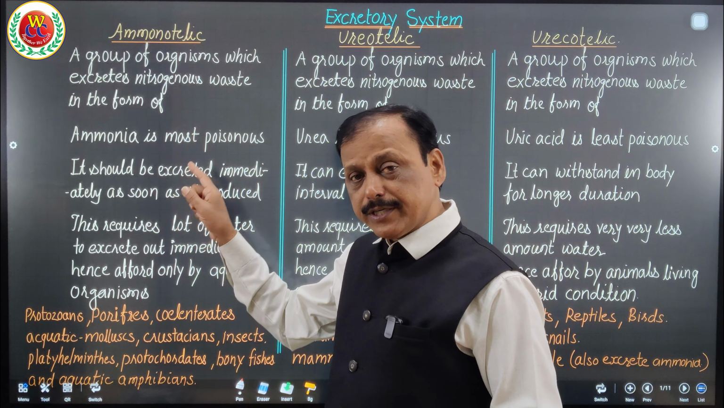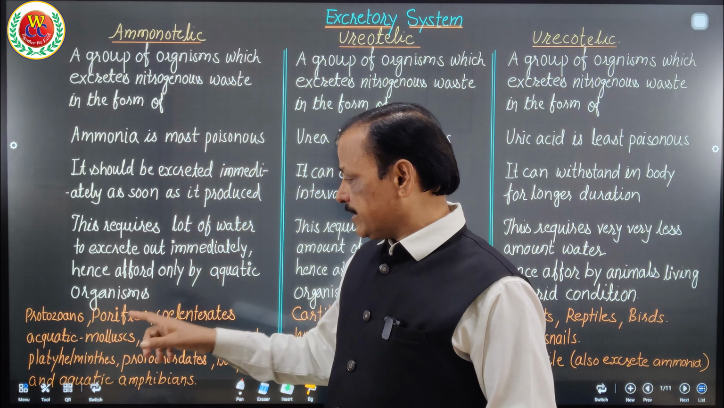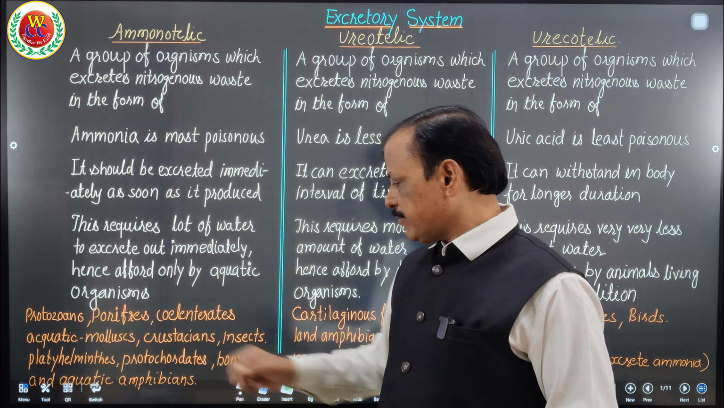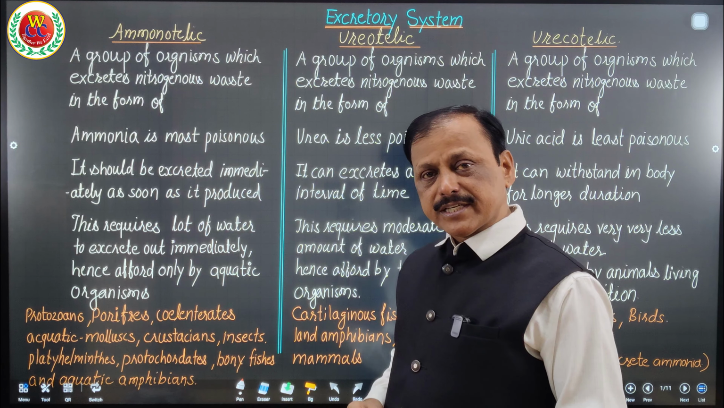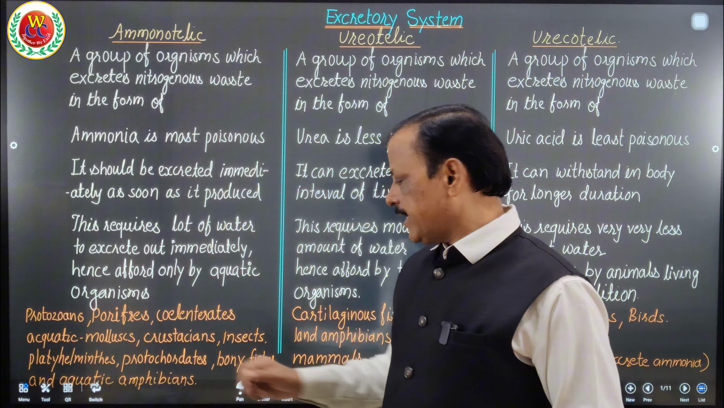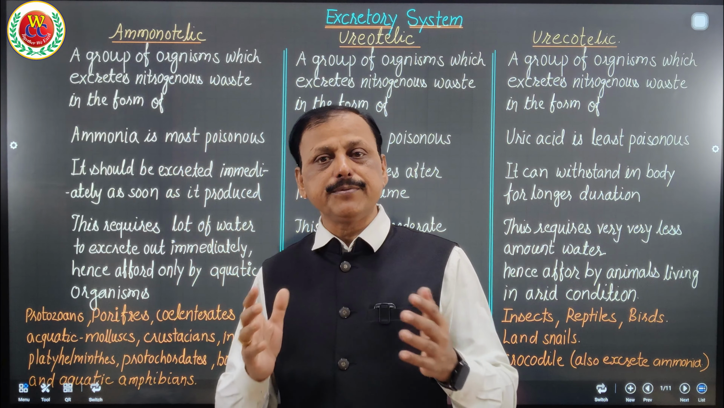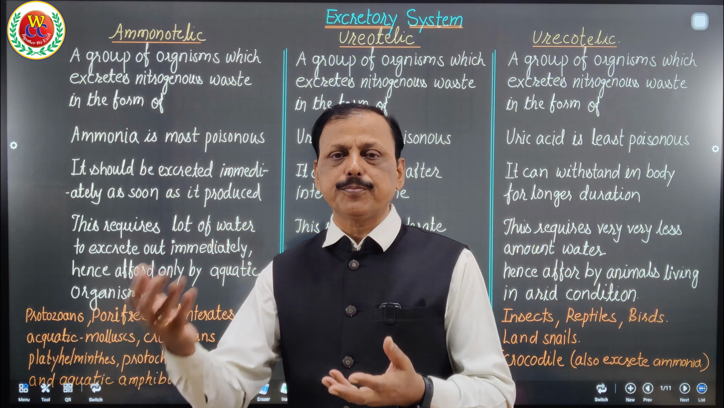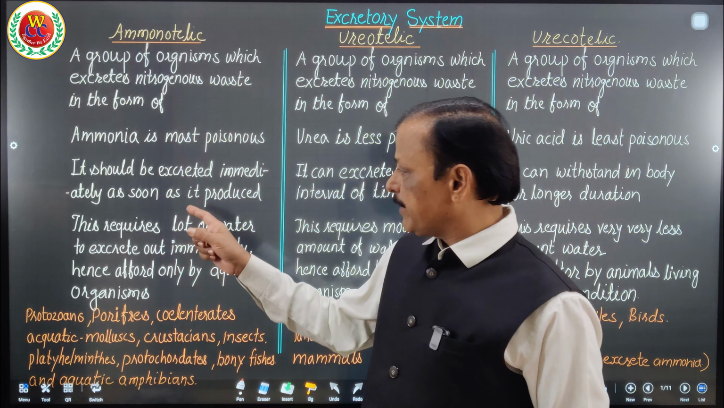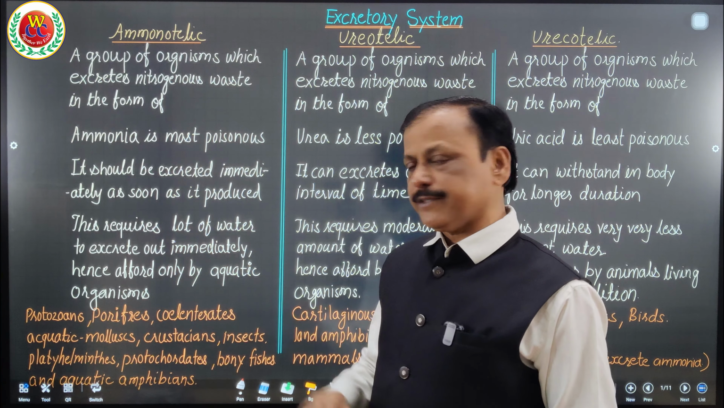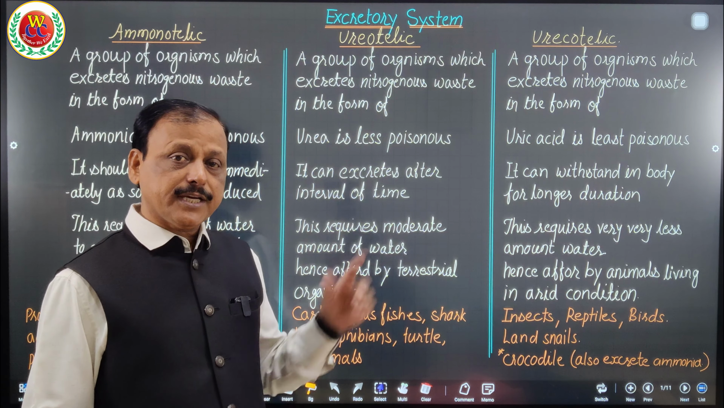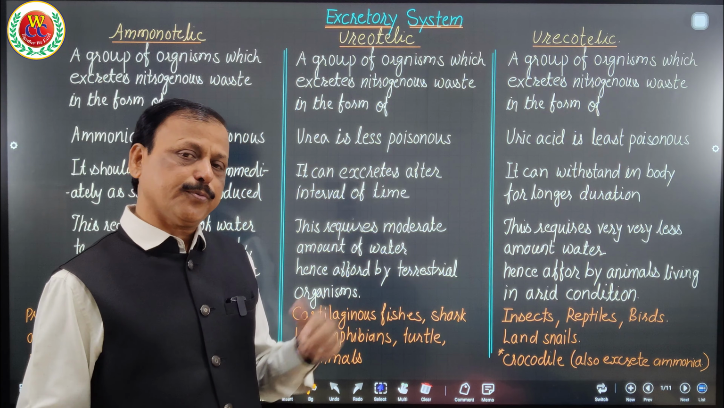Those living in aquatic conditions are protozoans, poriferans, coelenterates, aquatic mollusks, crustaceans, insects, platyhelminthes, protochordates, bony fishes and aquatic amphibians, which live surrounded by water. Therefore, plenty of water is available for immediate excretion of ammonia, and thereby this group is very different from the next group, which lives in scarcity of water or in a moderate amount of water.